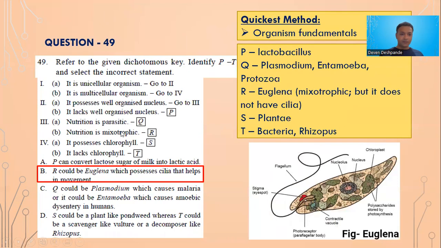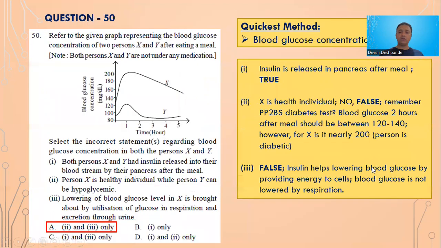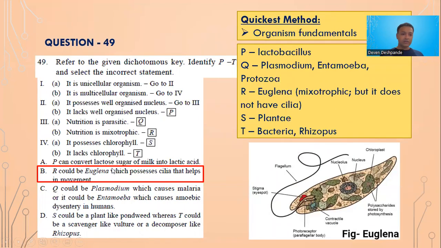And what is R? R is nutrition is mixotrophic. Mixotrophic is it has multiple sources of nutrition. So R is euglena. Euglena has got multiple sources of nutrition, mixotrophic, but it does not have cilia. It does not have hair on the organism. But what it has is a flagellum, just a big thread-like structure, which may help in the movement of the organism, but it does not have cilia. It does not have those small hair-like structures on the organism. Okay, so option B is the incorrect option here.